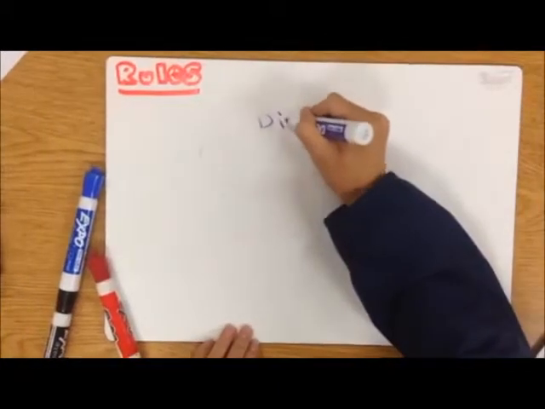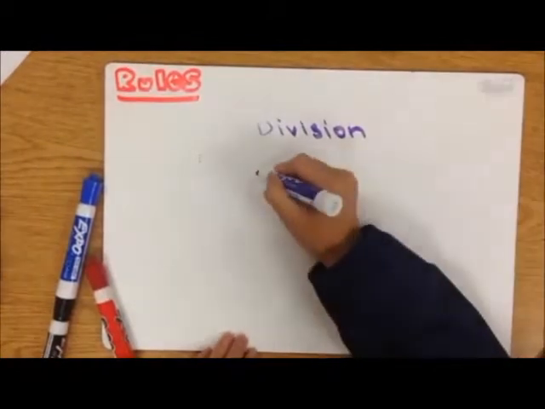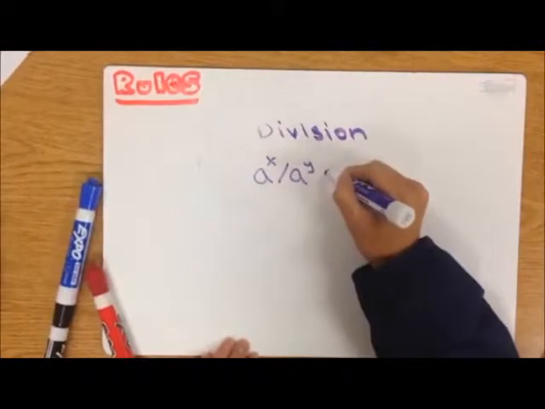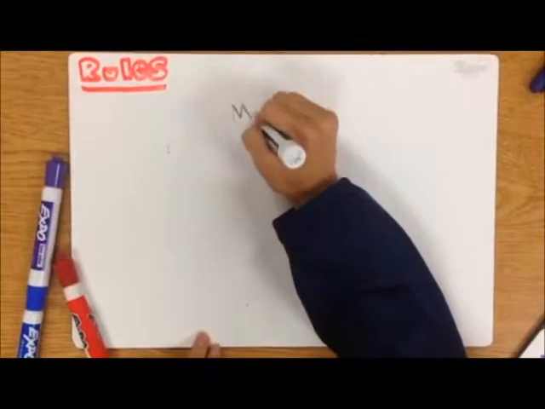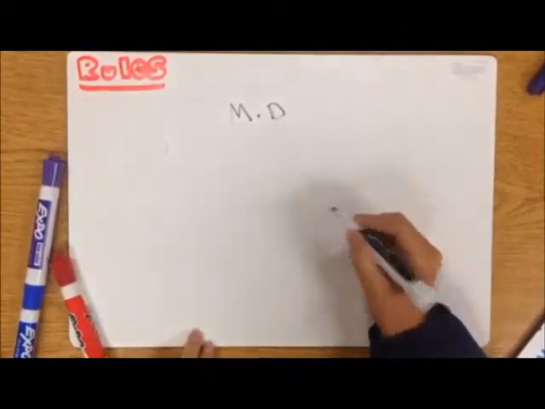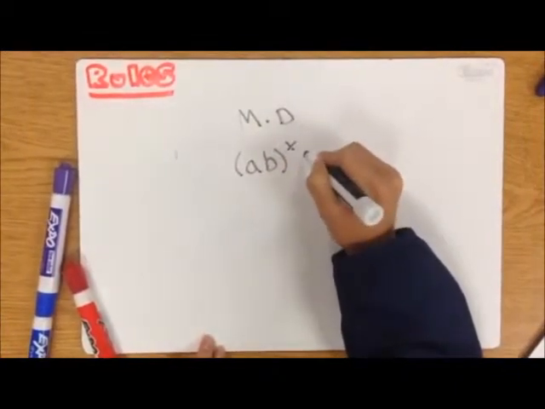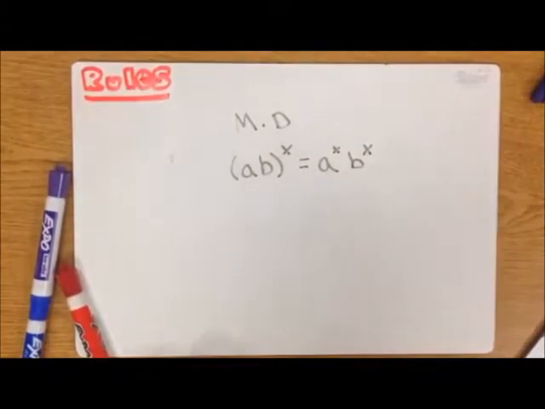The next rule after that is the division rule. In the division rule, a to the power of x over a to the power of y can also be written as a to the power of x minus y, and vice versa. The rule after that is the multiplicative distribution rule, the MD rule. In this rule, a times b to the power of x can also be written as a to the power of x times b to the power of x.